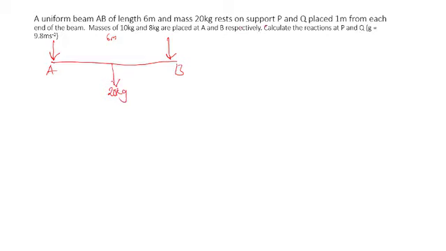It rests on the supports P and Q placed 1 meter from each end of the beam. Masses of 10 kilograms and 8 kilograms are placed at A and B respectively. So we have 10 kilograms, and this point is 8 kilograms, placed at their respective ends. Calculate the reaction at P and the reaction at Q.